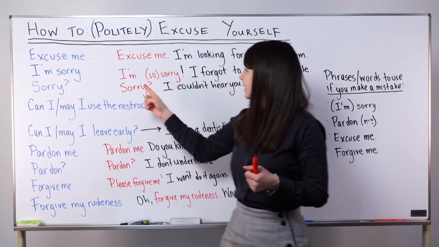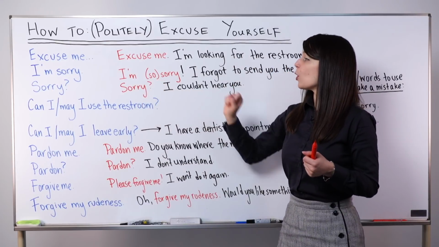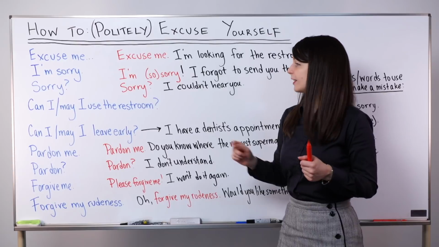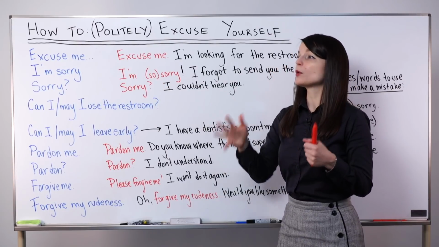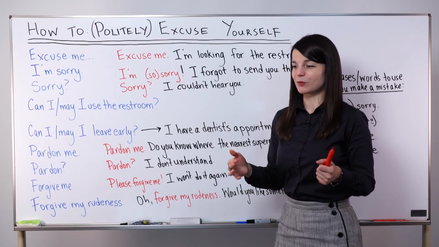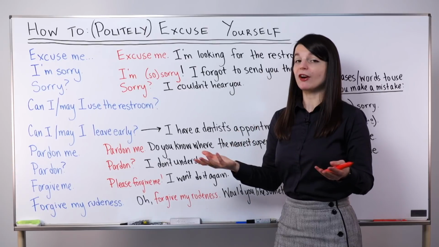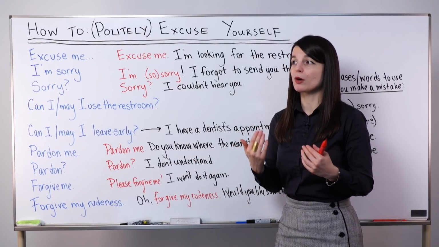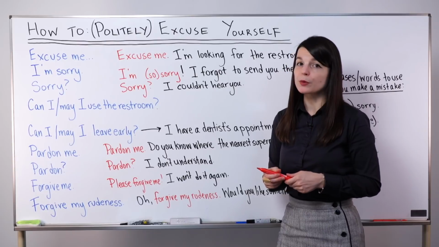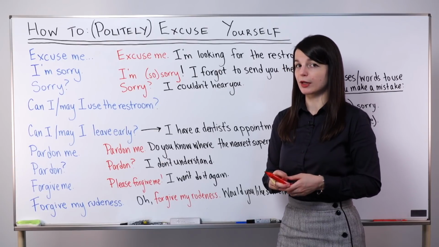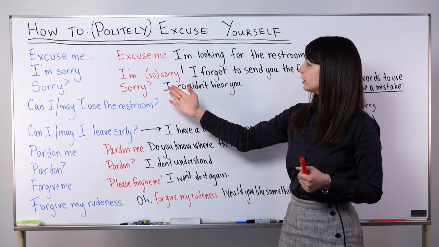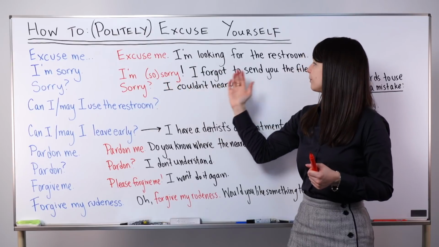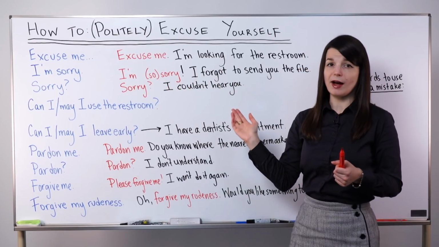In this example sentence, I've used I'm so sorry. So we tend to use so sorry a lot as an emphasis word. You could say I'm very sorry. I'm very sorry to me sounds a little bit more formal than I'm so sorry, which sounds a little more casual. So for example, I'm so sorry. I forgot to send you the file.